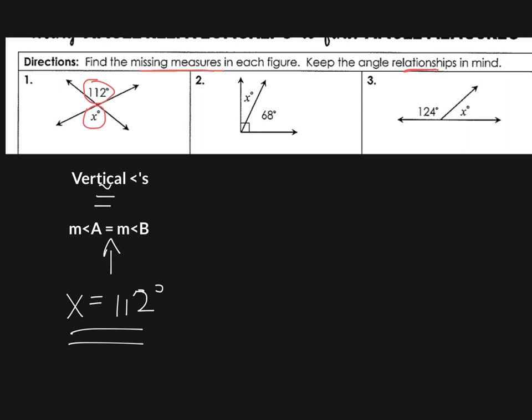Onward to number 2. What do I see here? The first thing I see is this right angle. So I know that that whole thing is 90 degrees, and I have two angles here. So when I see that right angle and I have two angles, they happen to be adjacent, doesn't have to be, but I think that these are complementary. So what does that mean algebraically? Algebraically, if they're complementary, it means that they add up to 90 degrees. So I have the measure of angle A plus the measure of angle B is equal to 90 degrees.